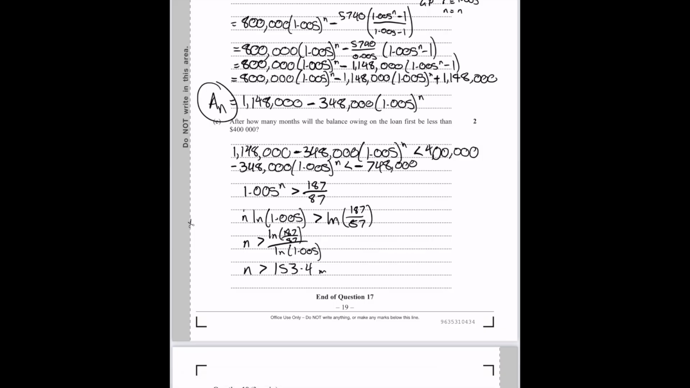So that means the first month in which the balance will be less than 400,000 is the 154th month. Therefore, it takes 154 months. And that's it. That's our answer.